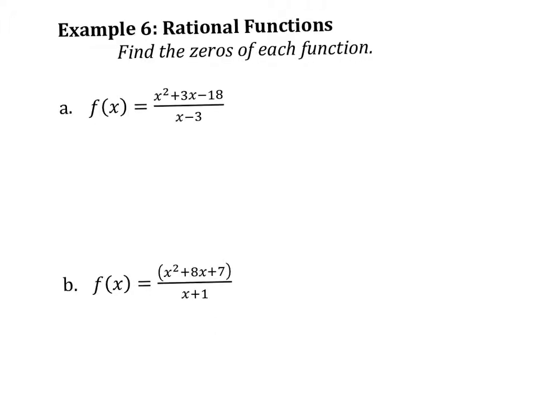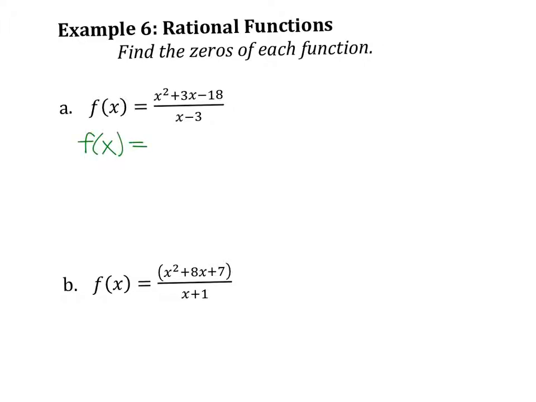So let's take a look then at example 6. We are to find the zeros of each function. So for A, we have f of x is equal to x squared plus 3x minus 18 over x minus 3. Just like we did earlier in this section, we need to factor the numerator and the denominator if possible. Here we can only factor the numerator.